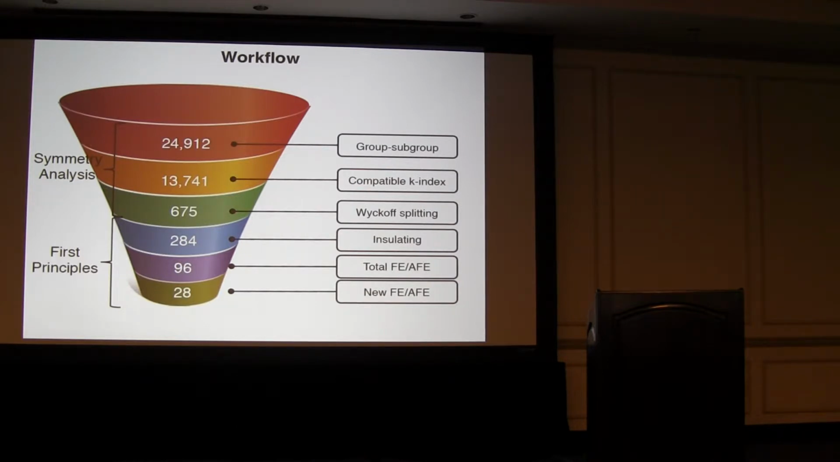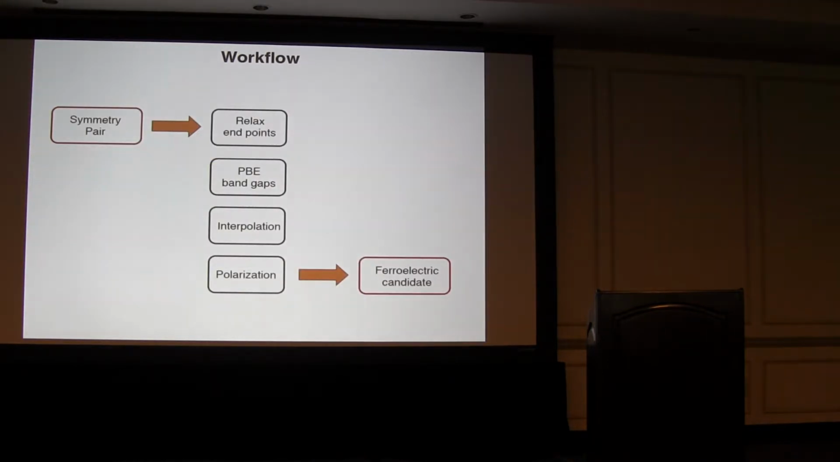So let me tell you a little bit more about this part of the workflow. Once we have a symmetry pair, we relax the endpoints, the non-polar and polar structures, and compute the TDE gap. If the TDE gap is positive, we construct an interpolation between them. And if the TDE gap remains positive along the path, we then compute the polarization using the modern theory of polarization and end up with a ferroelectric candidate.